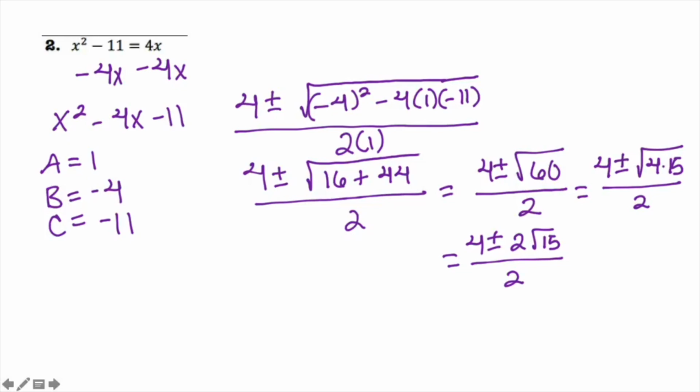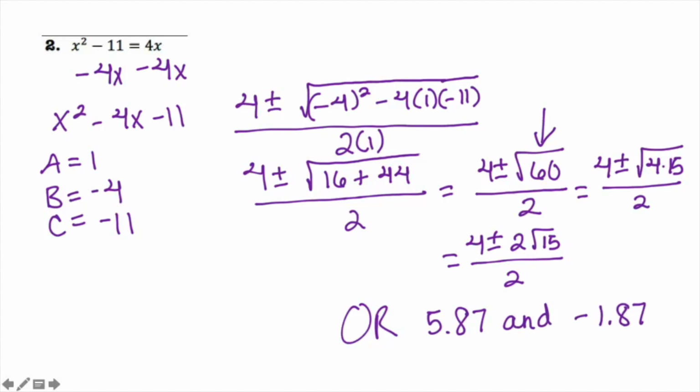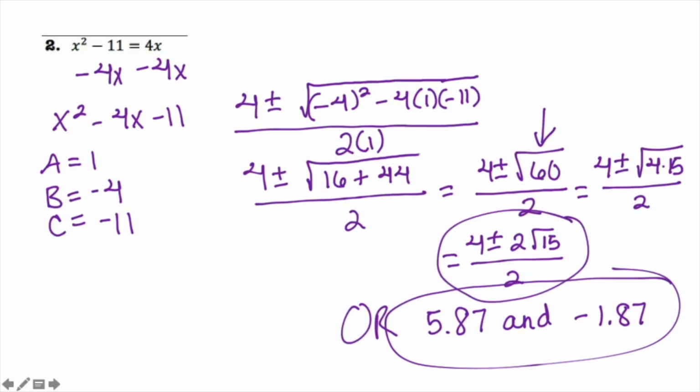So remember, that could be one of your answers. Or if they ask you to do the decimal, you're going to go back to this version, which is your 60, and put the square root of 60 in your calculator. So 4 plus the square root of 60 divided by 2 is 5.87. 4 minus the square root of 60 divided by 2 is your -1.87. So depending on what they want, you could have two different kinds of answers. The decimal answer or the radical answer.